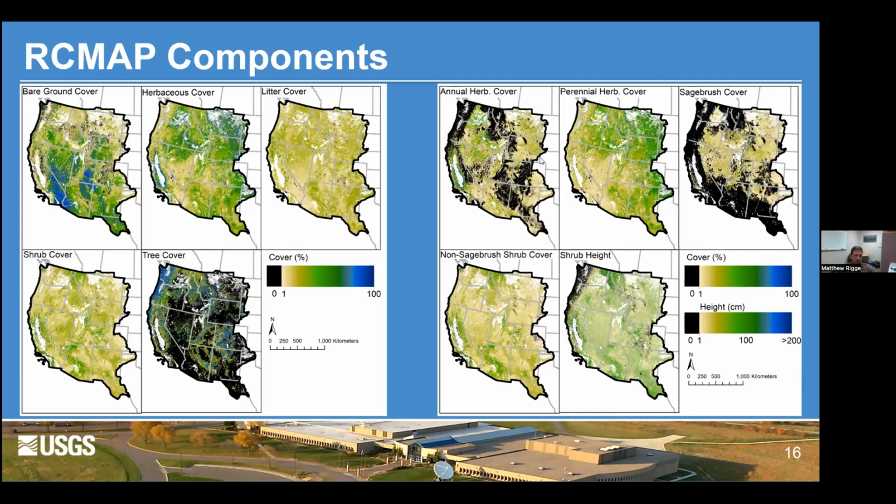And by the way, feel free to interrupt me with questions at any point during this presentation. Shrub height is a new one that we produce this time. We work closely with the group who does sage-grouse habitat modeling, and shrub height turns out to be a really important factor for nest selection for sage-grouse, which is why we ended up producing this layer.